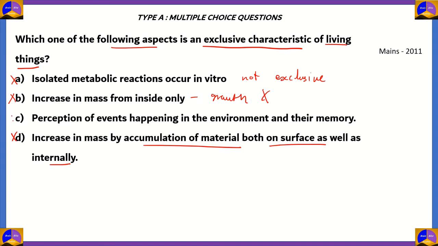That leaves option C, perception of events happening in the environment and their memory, as the correct answer. This refers to consciousness, which has so far only been found in living organisms. So therefore consciousness is taken as the exclusive characteristic of living things. So therefore option C is the correct option for this question asked in 2011.